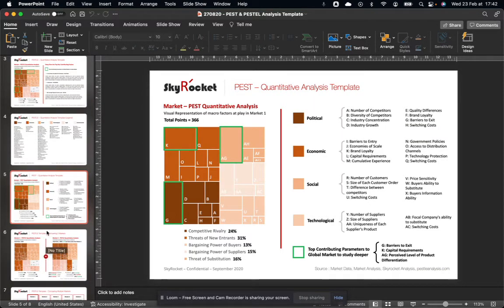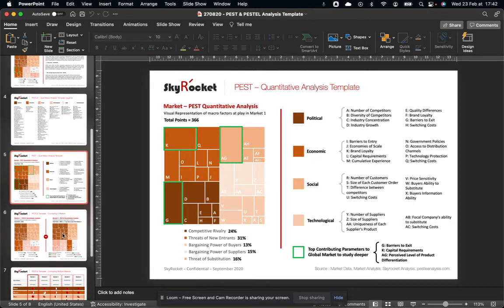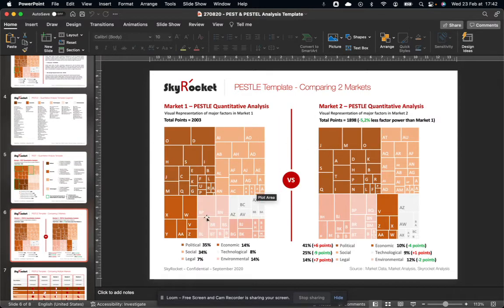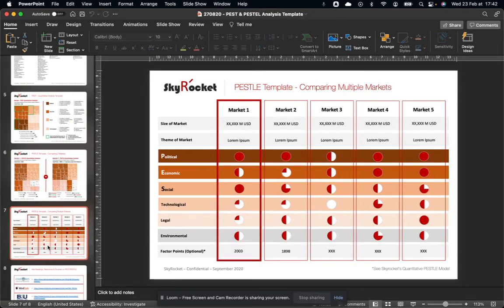This is PEST, so the previous one was PESTLE, this one PEST, so a little simpler. And this is comparing two markets, so here you can easily see the differences, noted with points difference. Quite a fun one. And this is one where you want to compare multiple markets, like if you want to compare 5, 6 markets your company is thinking about going on, or you can easily, thanks to the previous ones, come up with quantitative indications of the strength of each letter, and then come up with a global score and say, okay, well, this one seems to be the market with the least threats globally speaking.